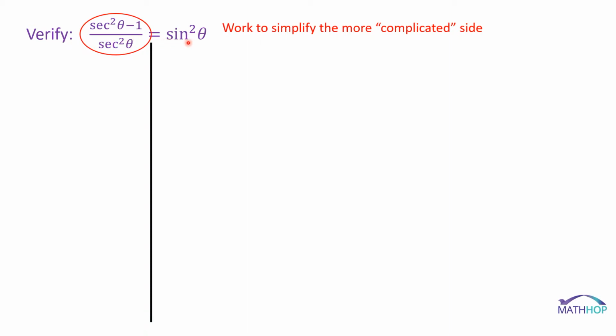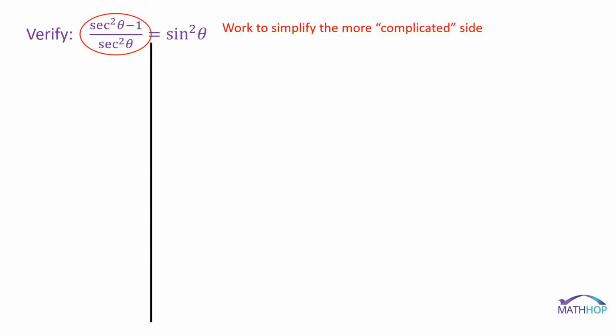So since we're trying to create sine squared of theta, every time we get a chance, we are going to put things in terms of sine and cosine. So what should we see? Well, secant squared theta minus 1. Remember, I just said if you see something squared minus 1 or 1 minus something squared, you should be thinking Pythagorean identities. And that works here.